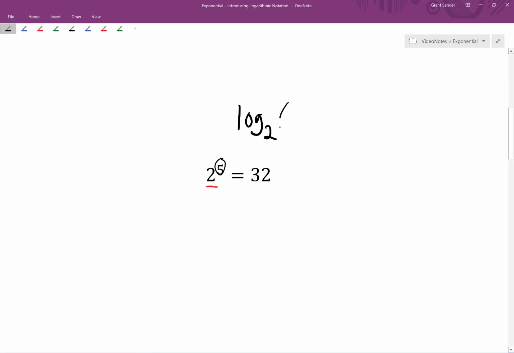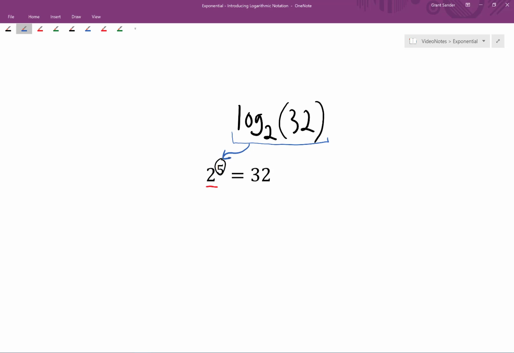And this is a function that takes a value as its input. And so we will give this function an input of 32. So log base 2 of 32 gives us the exponent on a base of 2 that produces a result of 32. So this log base 2 of 32 represents this exponent right here. So in this case, log base 2 of 32 actually has a value of 5.